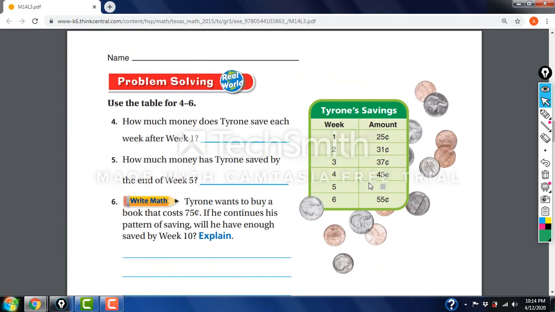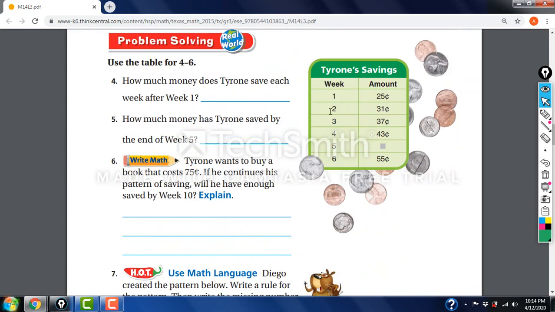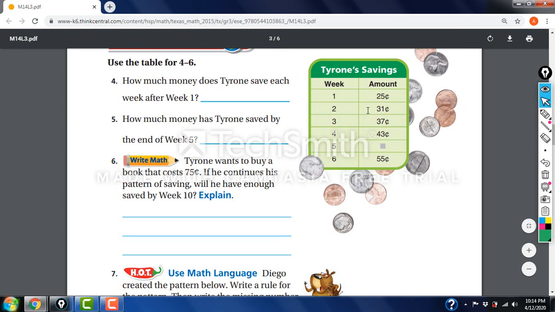We're going to apply this to solve these problems here. We're going to use this table right here to answer questions 4 through 6. So how much money does Tyrone save each week after week 1? Here's week 1. He starts with 25, and here's the pattern. How much more money does he save? Well, it's 31 cents. So what's the pattern here?